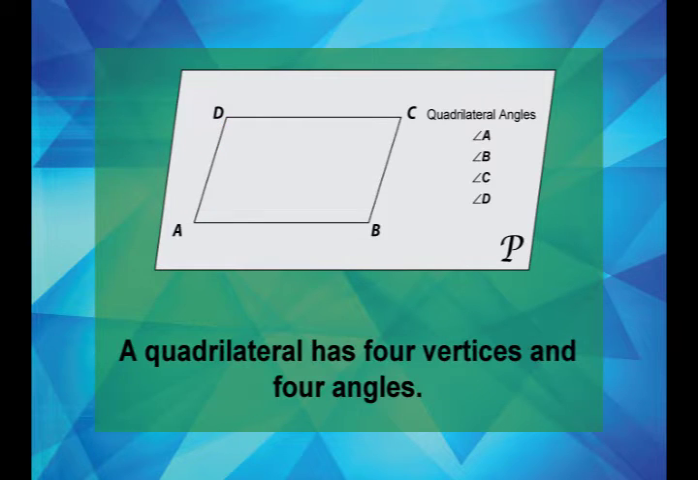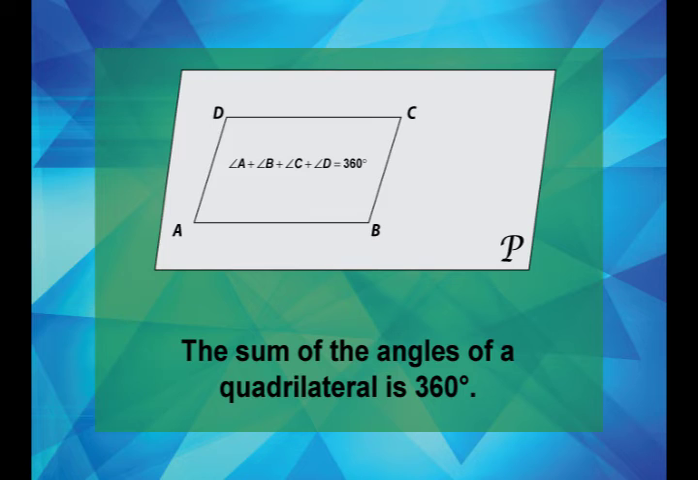A quadrilateral has 4 vertices and 4 angles. For this quadrilateral, the vertices are points A, B, C, and D. The 4 angles are angle A, angle B, angle C, and angle D. The sum of the angles of a quadrilateral is 360 degrees. No matter the angle measures for any given quadrilateral, the angle measures always add up to 360 degrees.